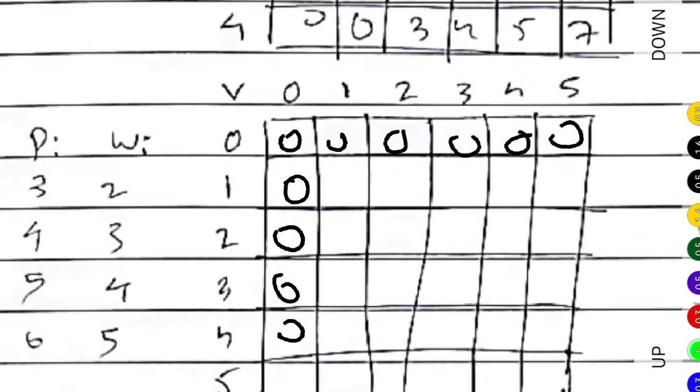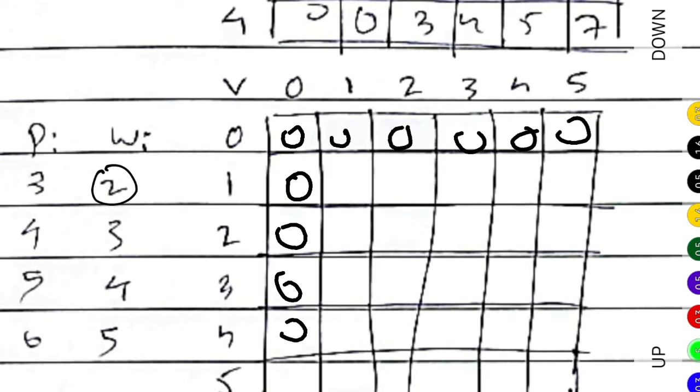W of i means w of 1. W of 1 means this. What we are seeing is, is this less than this one? j starting from 0, is this less than this one? Is 2 less than 0? No, it's not. So what does that mean?